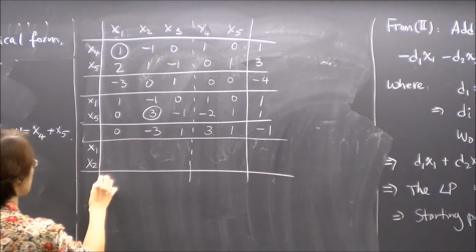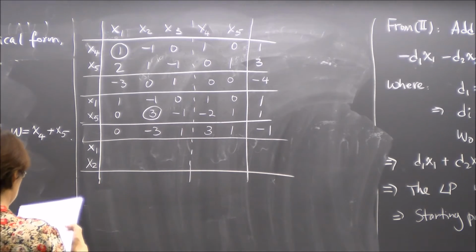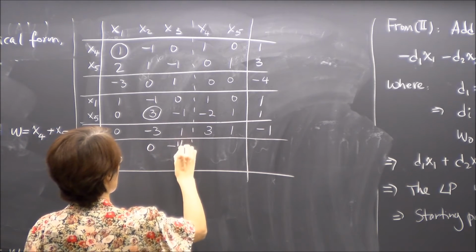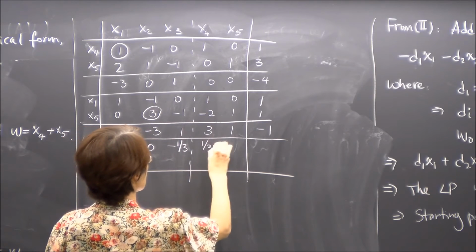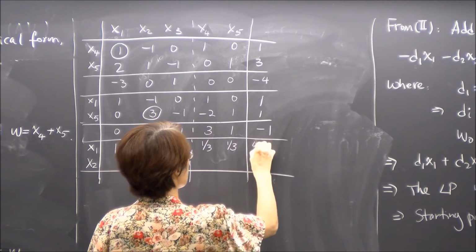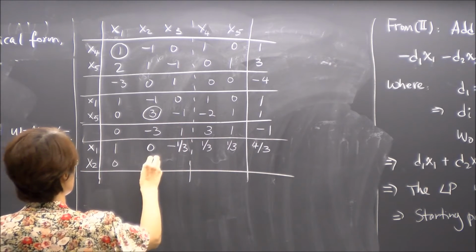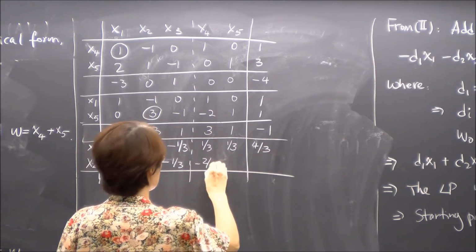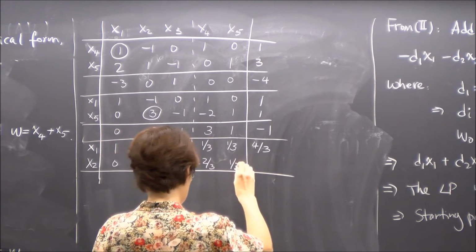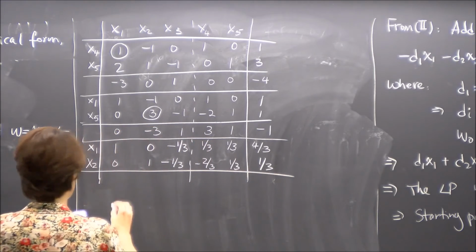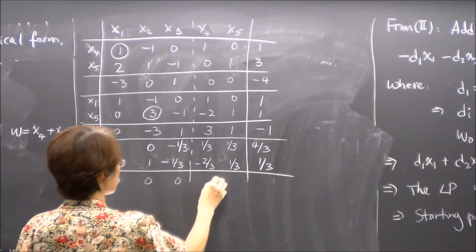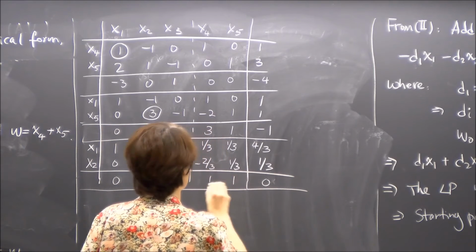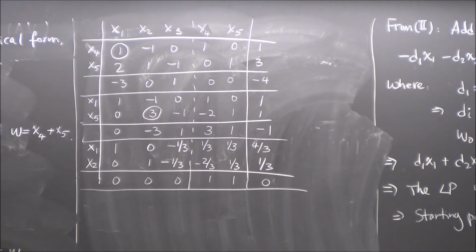Okay, so you pivot right there, and we'll get the following. So I have 1, 0. Now I get some fractions. 4/3, 0, 1, negative 1/3, negative 2/3, 1/3, 1/3, and then I get 0, 0, 0, 1, 0. Okay. So am I done?